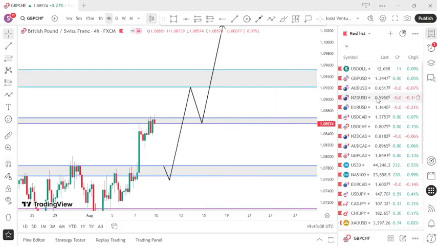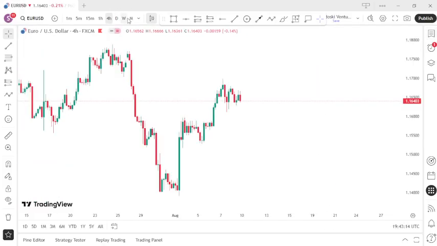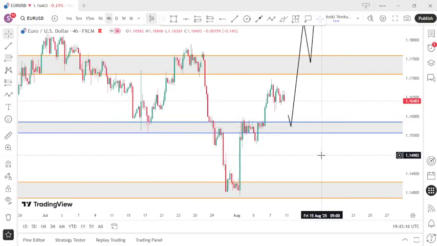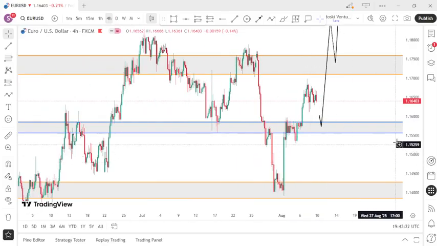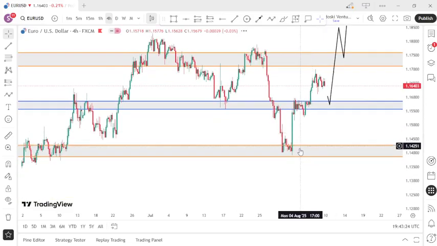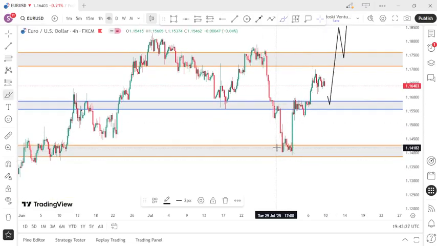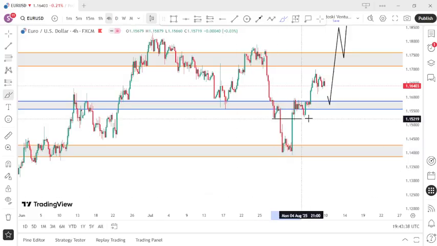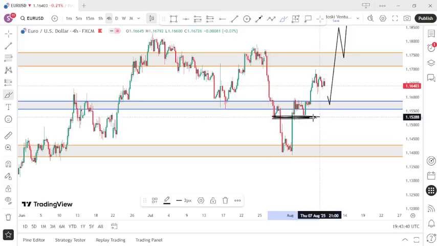So the next pair on the list is EURUSD. If you watched the previous analysis on EURUSD, we were looking for buying opportunities from this weekly demand zone, and we got it. We were looking for the buy from this zone, and then we got it. We took the buy on EURUSD, and it's still running.